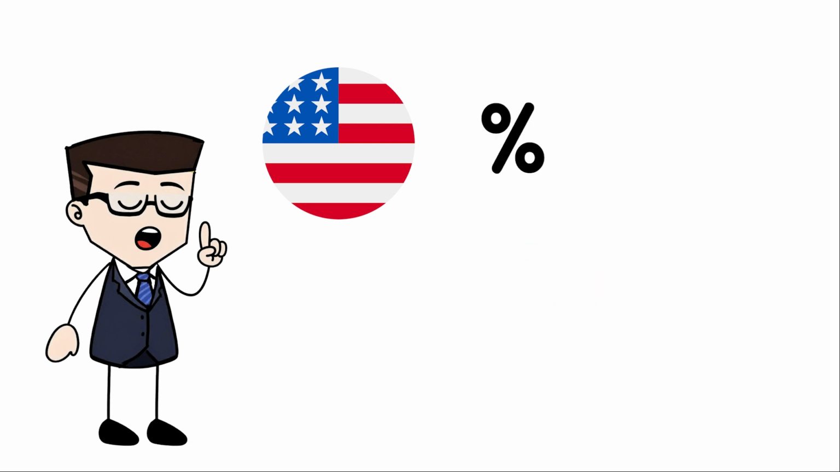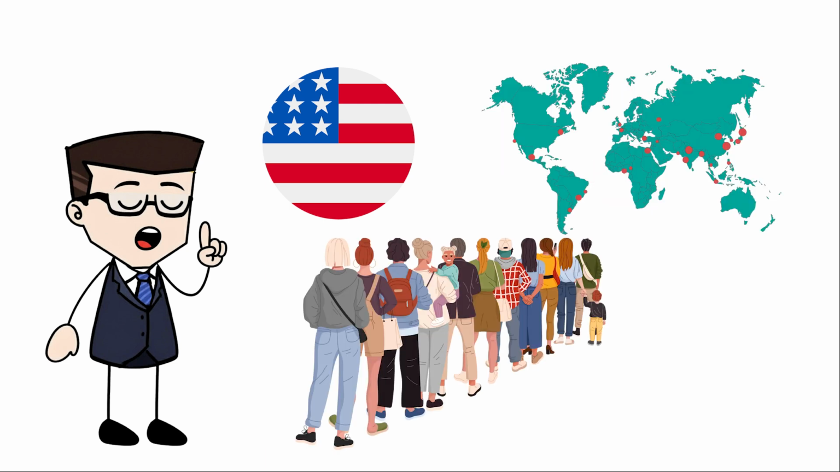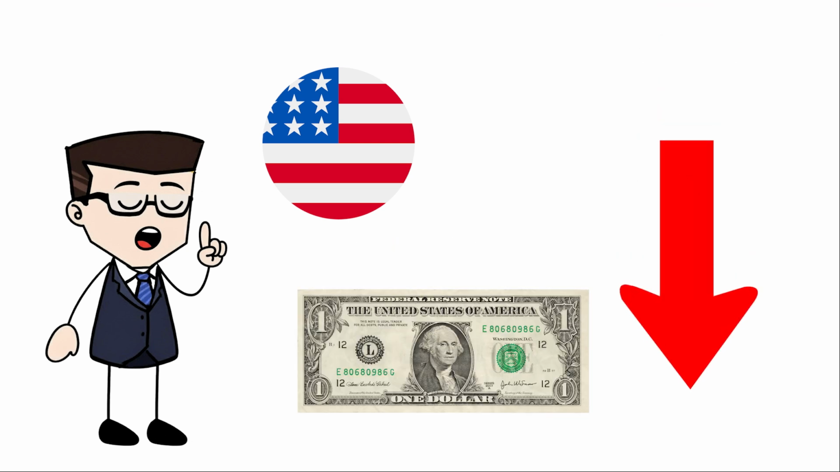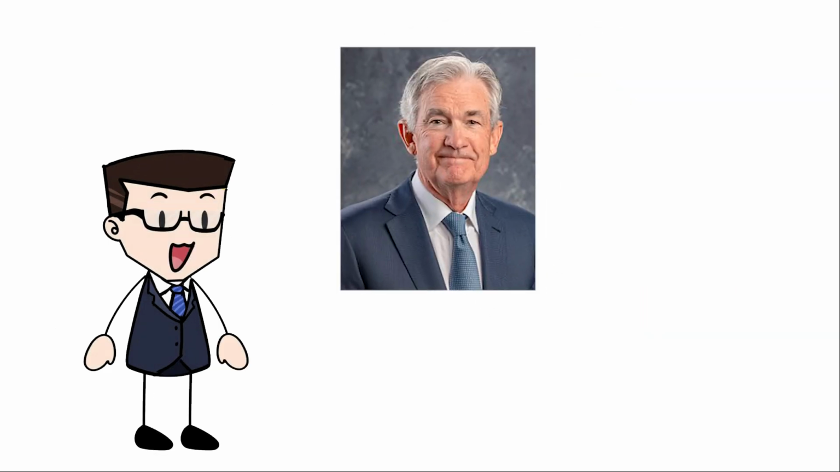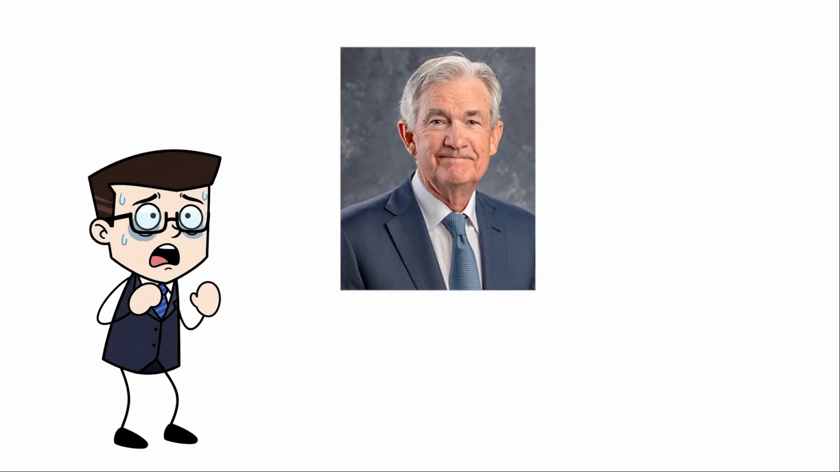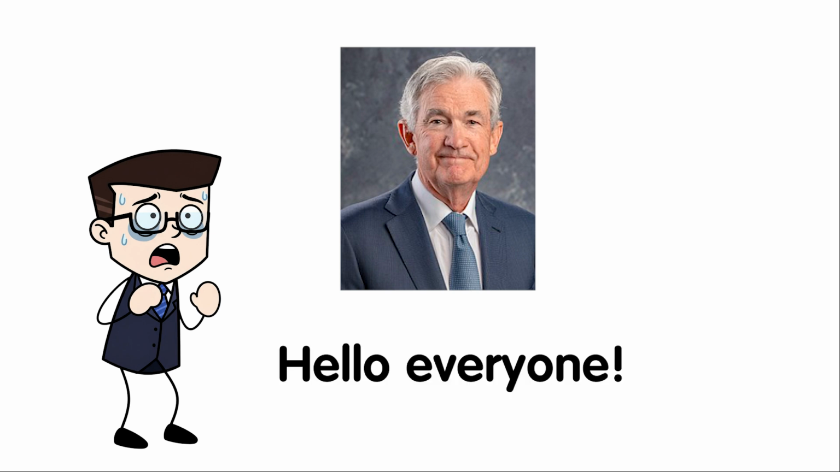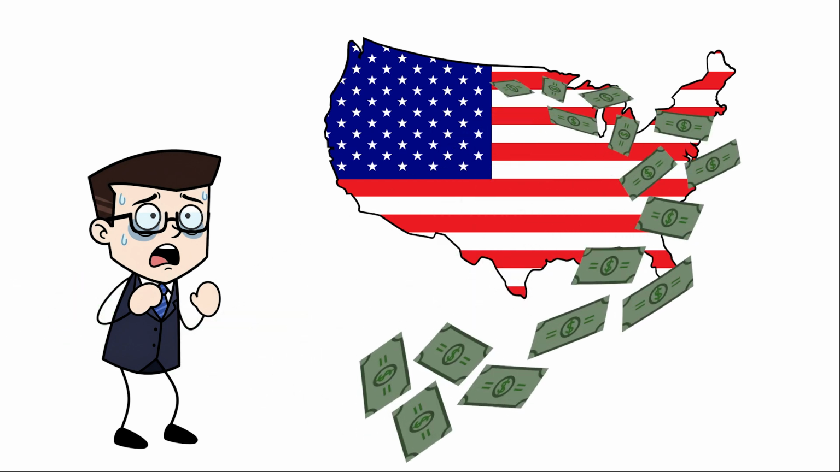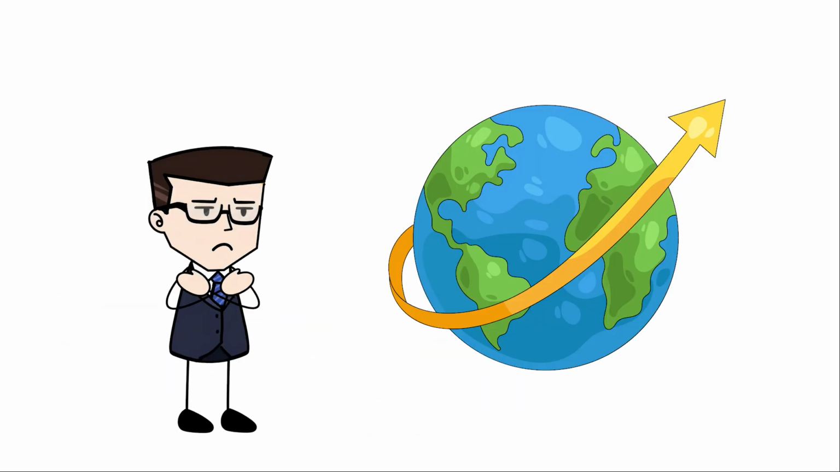On the other hand, if US interest rates go down, the profit is lower. Investors might sell their dollars to move their money somewhere else. This lowers the demand for the dollar, and its value goes down. That is why every time the Fed chair holds a press conference, the whole world holds its breath. He just needs to say, "Hello, everyone," and immediately, money from around the world flows back into the US like a flood.